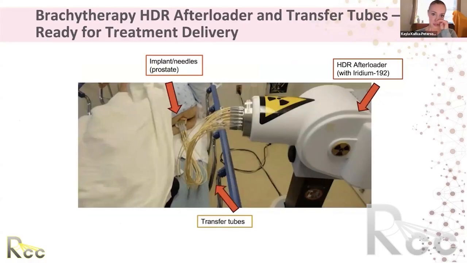So this right here is the treatment itself being delivered with the afterloader, which is the machine with the arrow on the right. This is a prostate implant, and then the transfer tubes, which are the tubes that will connect each one of those plastic needles to the machine itself. That is how the treatment is delivered.